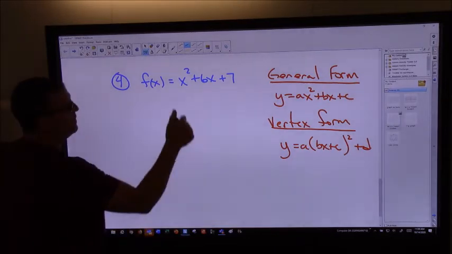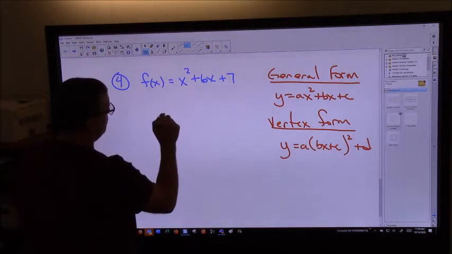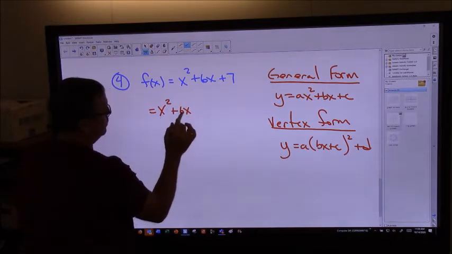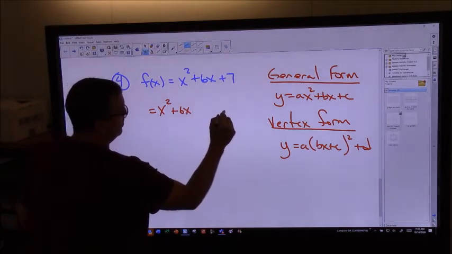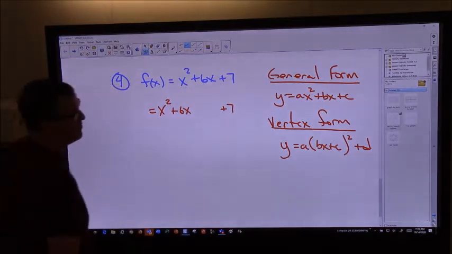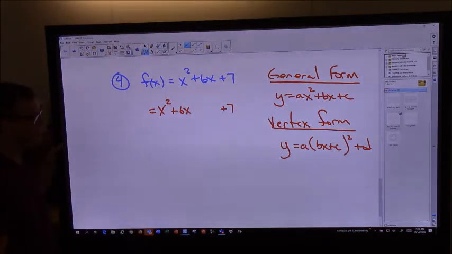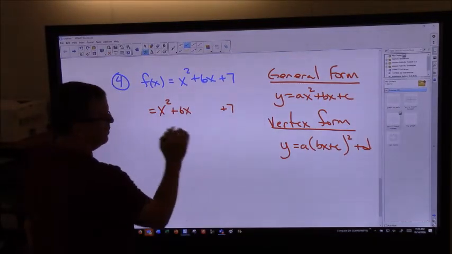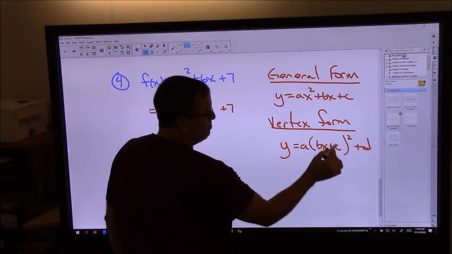All right, so how do I get there? Well, I'm going to take this equation and write down the first two terms, but the third term I'm just going to push off to the side a little bit. Okay? And what I want to do is create something here that is a perfect square.